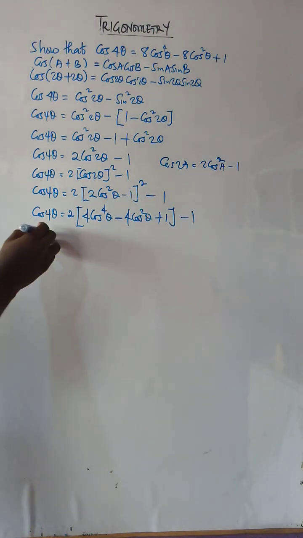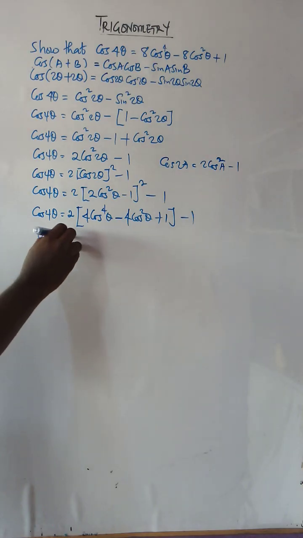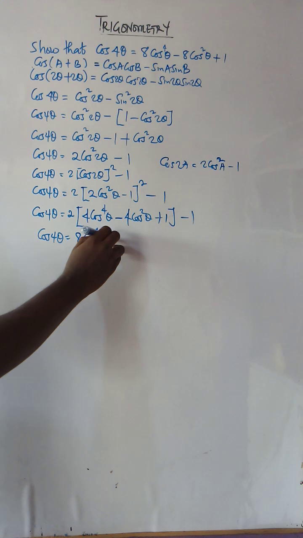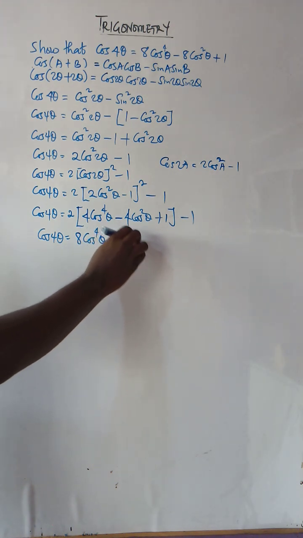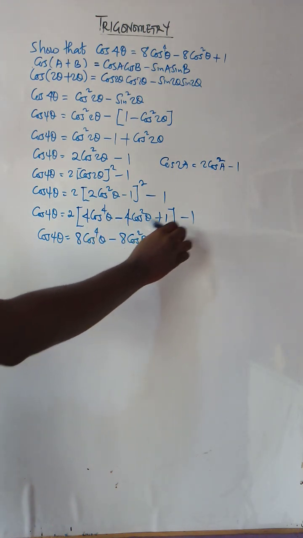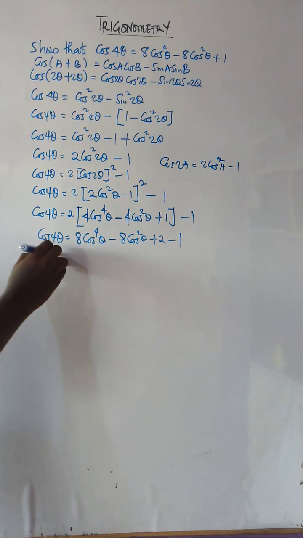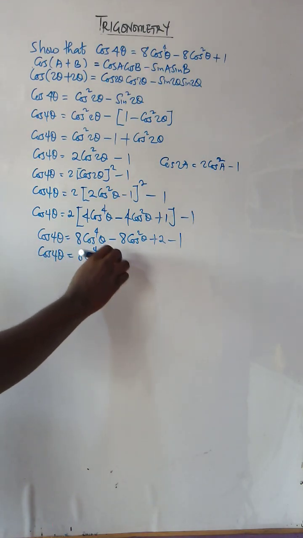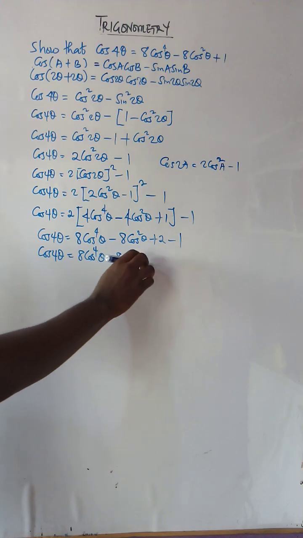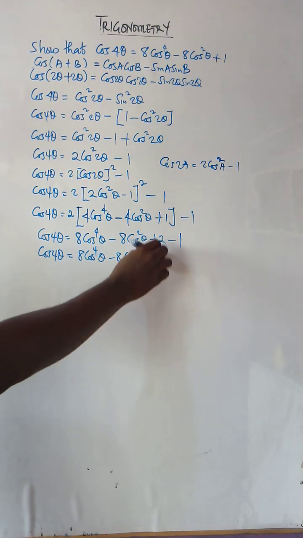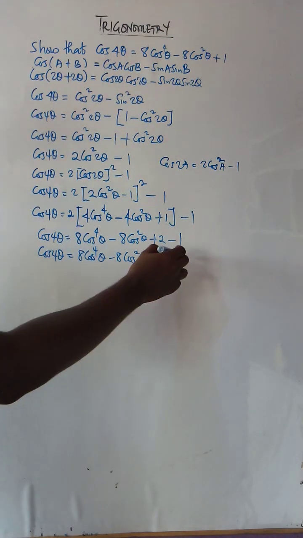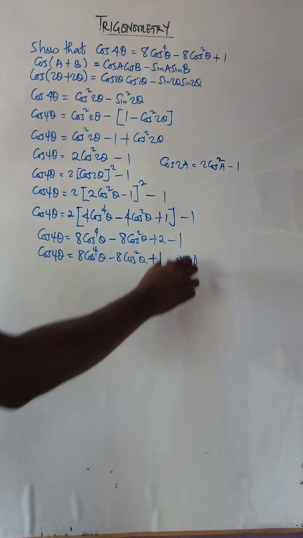So from here we'll be having cos 4 theta expand to 8 cos theta to the power of 4 minus what? 8 cos square theta plus 2, then minus 1. So from here cos 4 theta becomes 8 cos theta to the power of 4 minus 8 cos square theta, 2 minus 1 plus 1. What happened? The left hand side equals the right hand side, quod erat demonstrandum. And that's it.